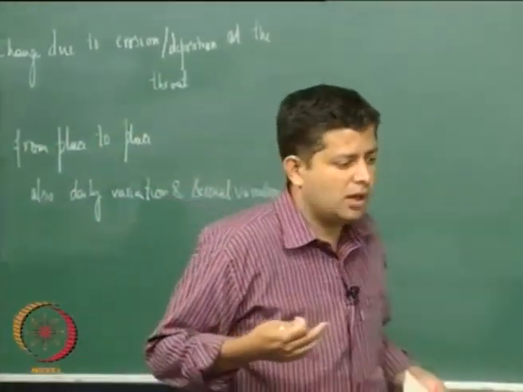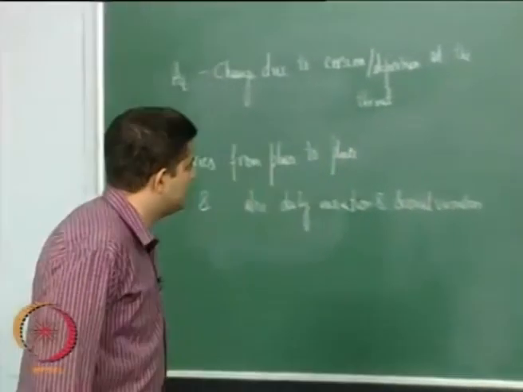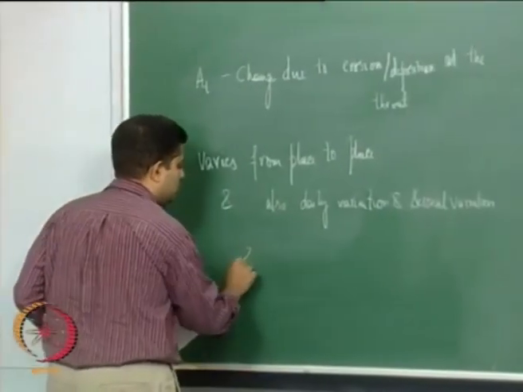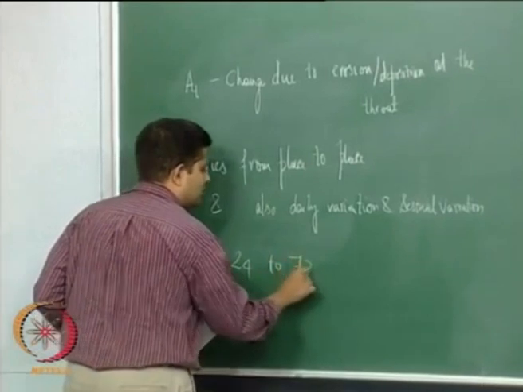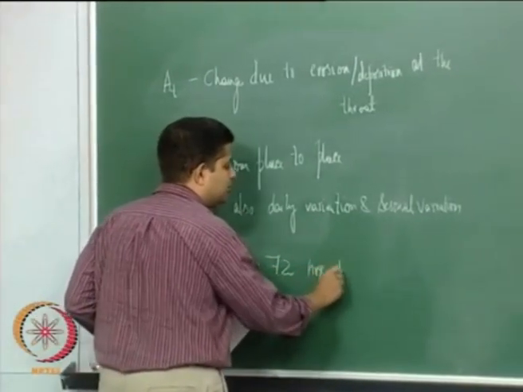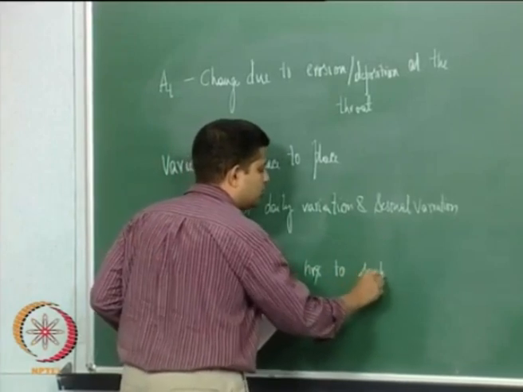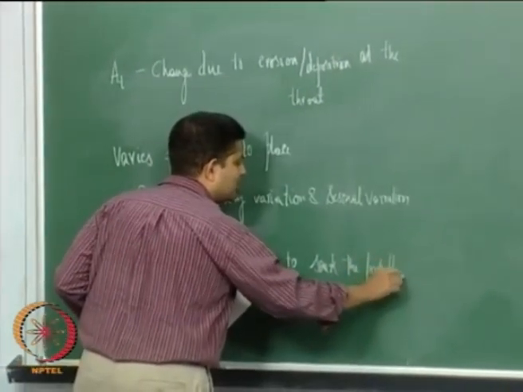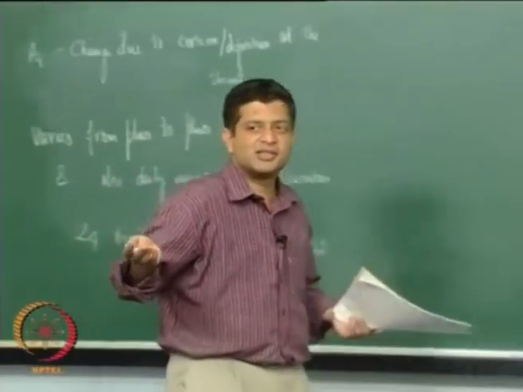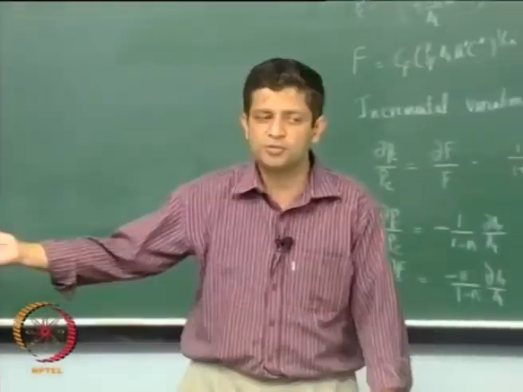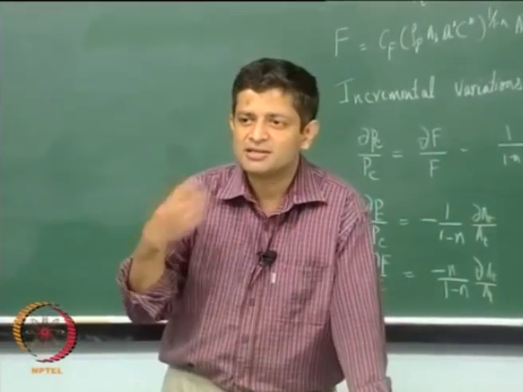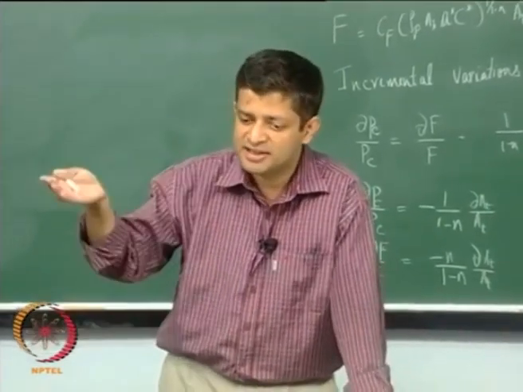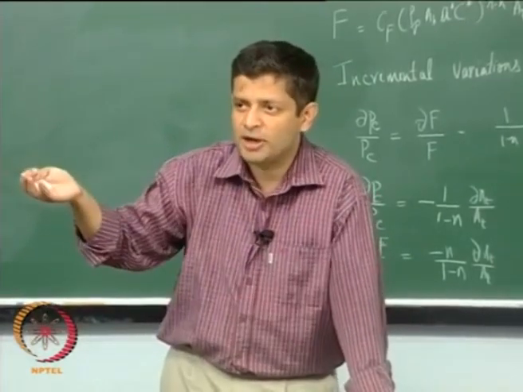So typically, depending on the size of the web thickness, it takes something like 24 to 72 hours to soak the propellant. That is, if the ambient temperature changes, let us say from 27 degrees to something like 0, and if it is there in that condition for a very long time only will the entire propellant go to that temperature. Otherwise you will have a gradient even in the propellant, okay.